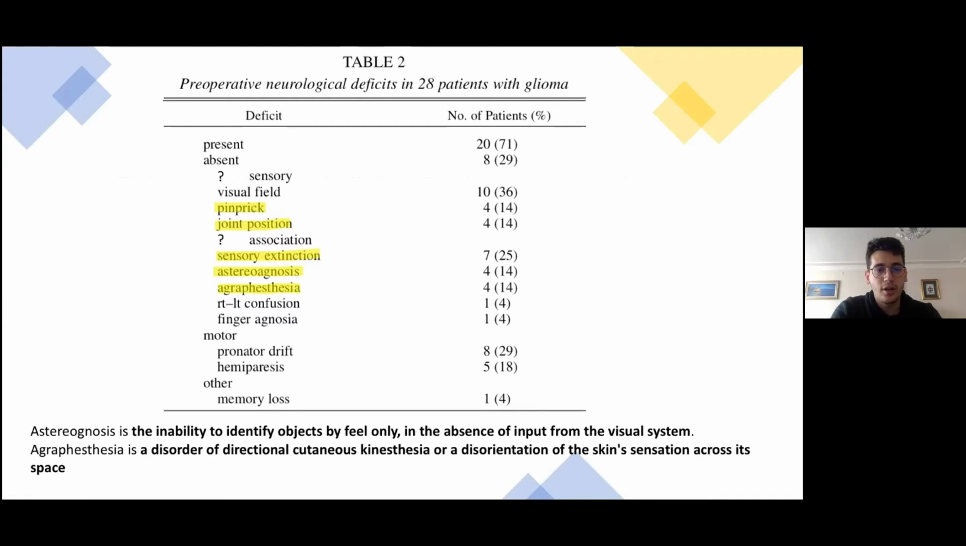It's not a direct story, but there are problems. I took it from a journal. It's an article about 28 patients with a similar problem, a tumor in a specific lobe, and some symptoms are listed here. And I just inserted some medical terms.